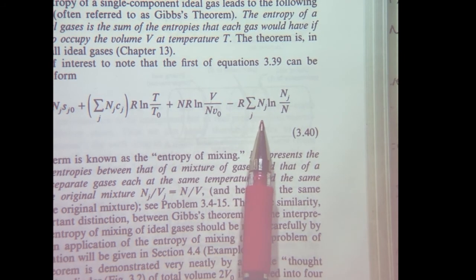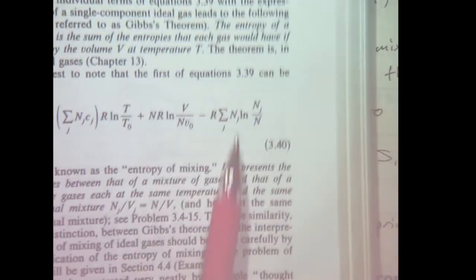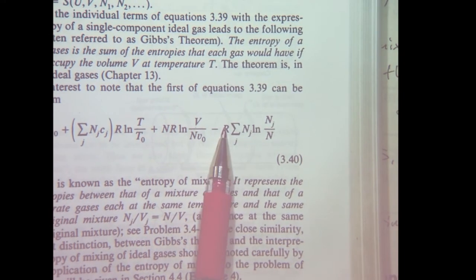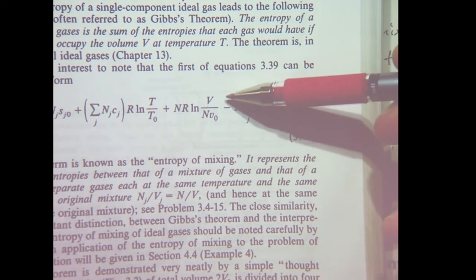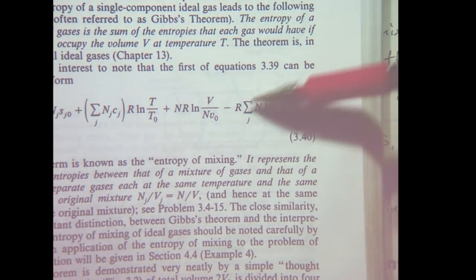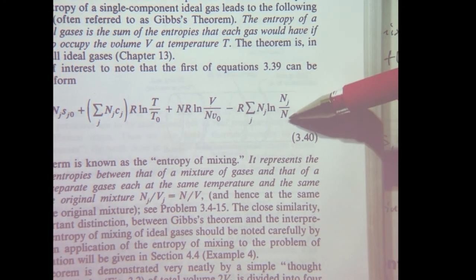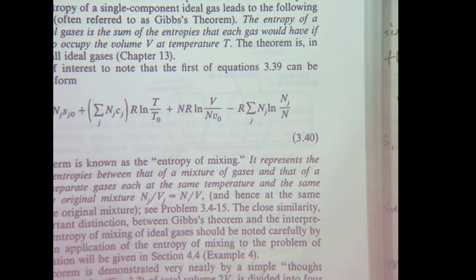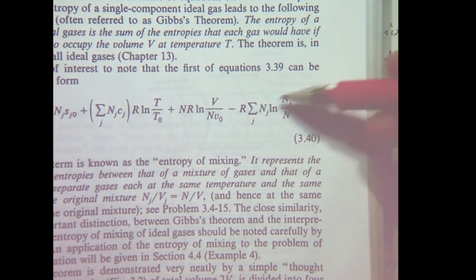Okay? So the challenge for you when you derive 3.40 from 3.39 is to just expand this last term to get that. A little exercise. Now, look at the last term here. It's minus R, sum over j of N_j log(N_j/N), where N is the total number of moles of all the gases. That last term there is called the entropy of mixing.